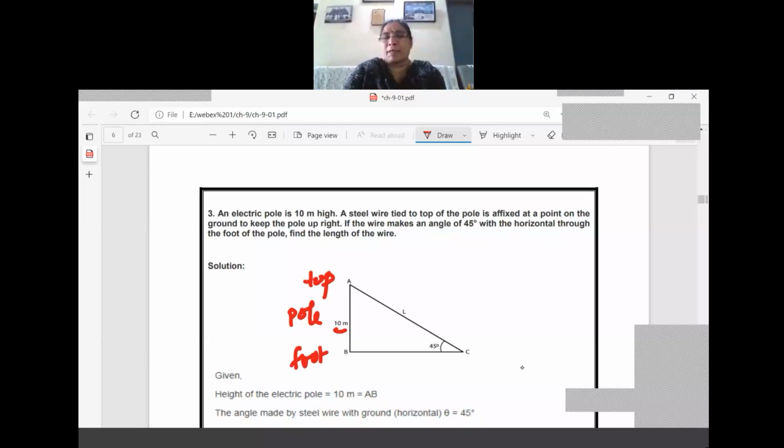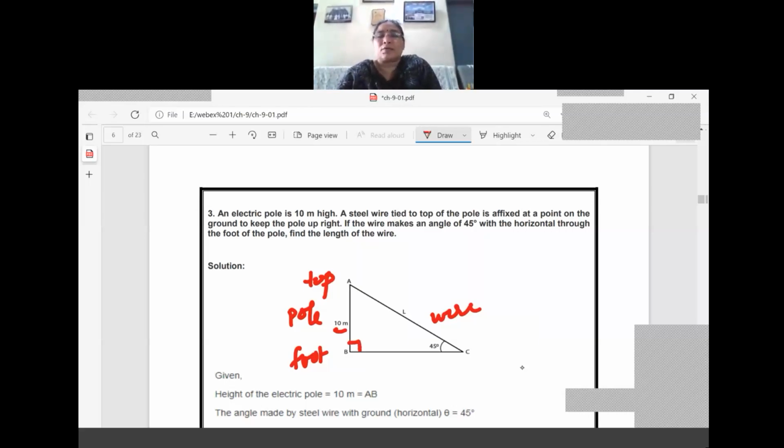Which is pole AB. Now a steel wire at the top of the pole is fixed at a point on the ground to keep the pole upright. If the wire is making an angle 45 degree with the horizontal through the foot of the pole, then calculate the length of the wire. So the wire is this one only, AC, a slanting line, that is the line of sight here, and with the horizontal distance BC, it is making an angle 45 degree. So the first important step is that we have to form a right triangle here. Which is the right triangle here? ABC. So definitely we should mark angle B.